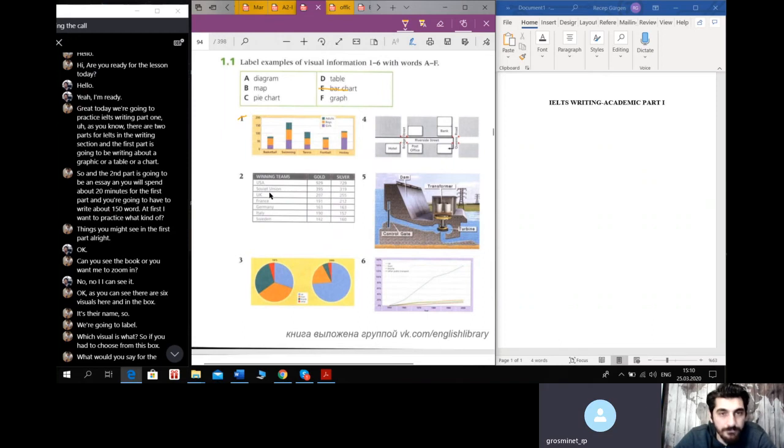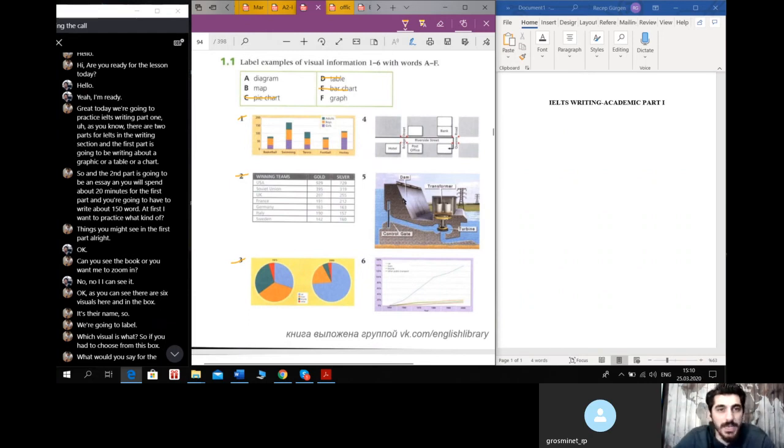Second one is a table. True, this is a table. When you see something like this, in this form, it will probably be a table. This is what a table looks like in the writing section 1. What would you say number 3 is? Number 3 is absolutely pie chart. Yes, we call this a pie, so you can remember this from an actual pie, like an apple pie, for example. This is a pie chart, so it's showing the information in a circle, in a pie.